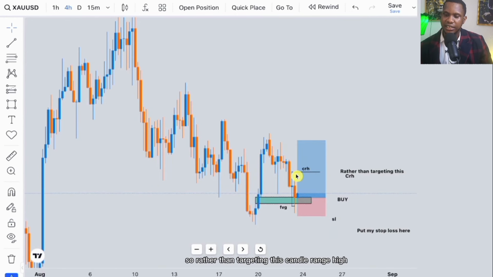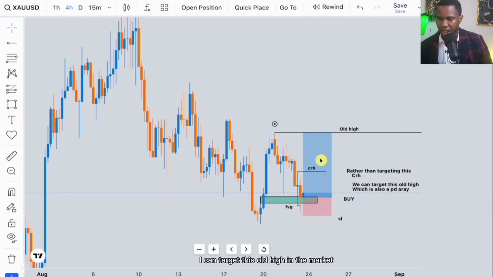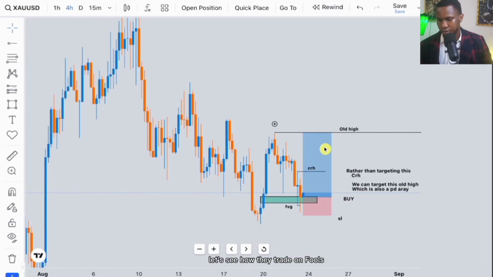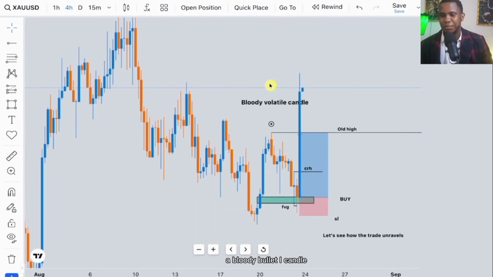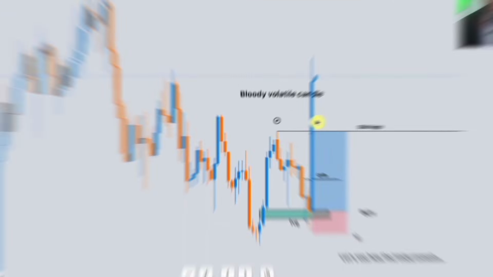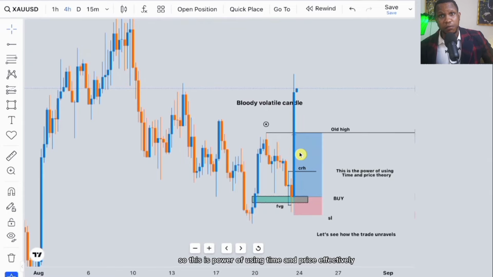So rather than targeting this candle range high, I can target this old high in the market, which is also our PD array. Let's see how the trade unfolds. Boom, a bloody volatile candle. So this is the power of using time and price effectively.